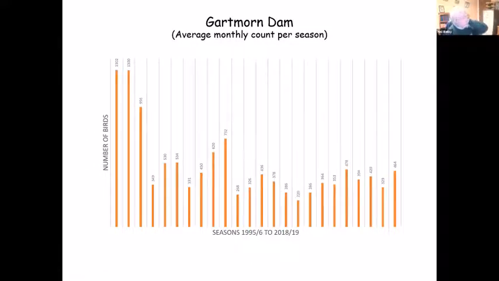I'd missed out saying something about Gartmorn Dam on a previous picture. It was the first inland site to be counted for wildfowl in what was Central Region, and first counted by Tom Patterson. Now, I don't know if any of you knew him or remember him, in 1962.